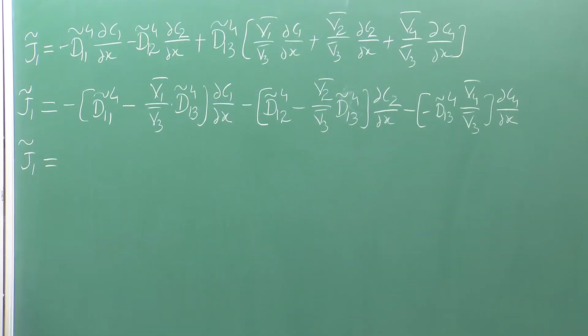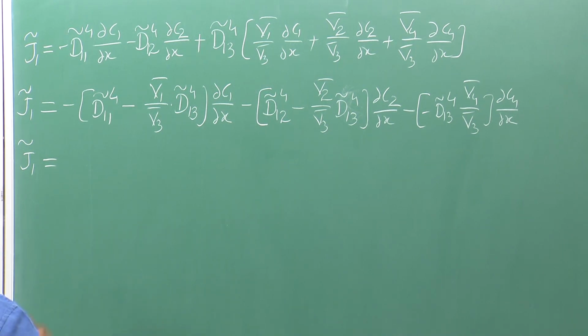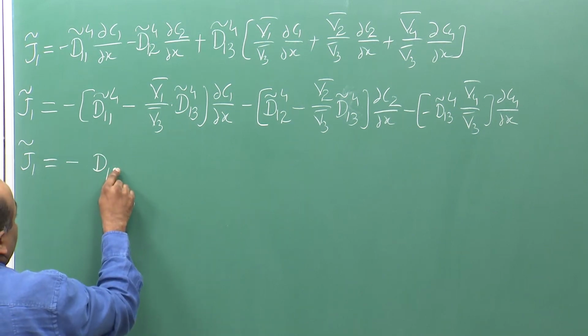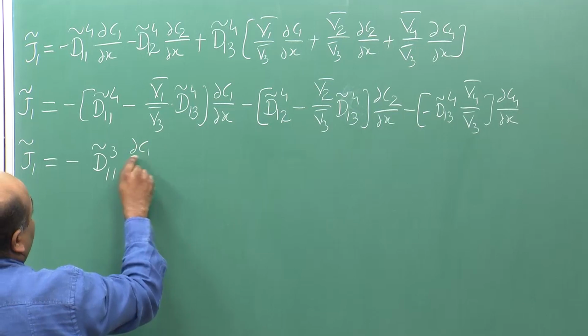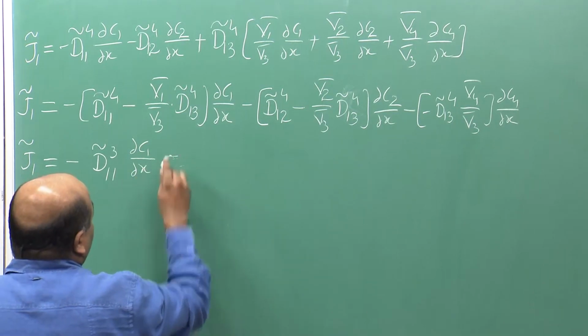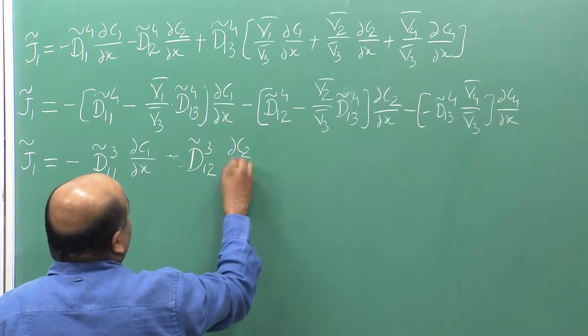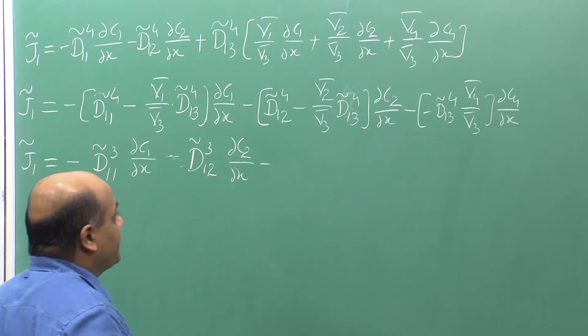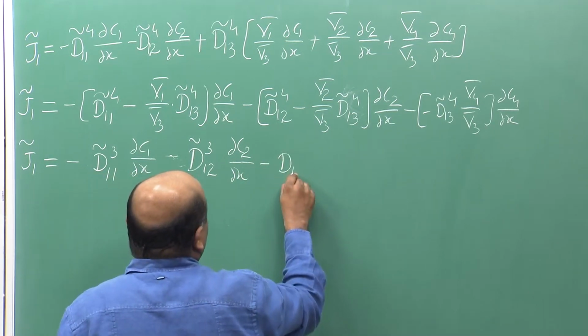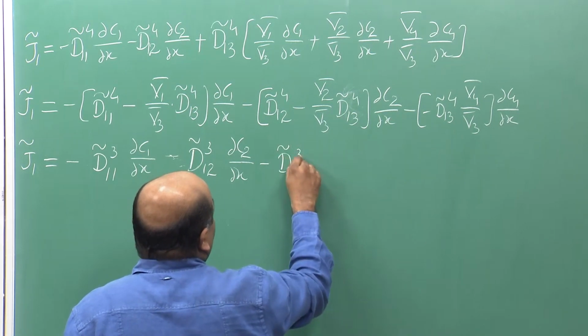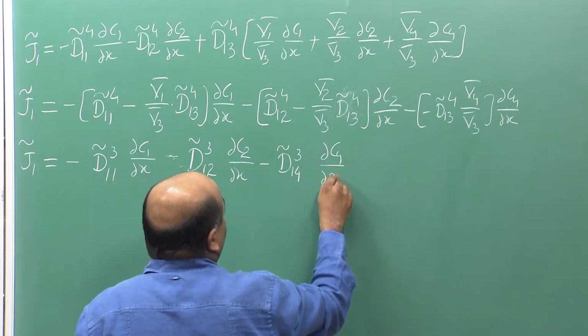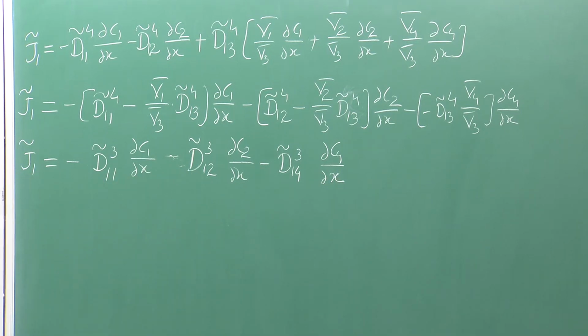If you want to express J1 tilde using component 3 as dependent, then it will be minus D11 tilde 3 dou C1 by dou x minus D12 tilde 3 dou C2 by dou x minus D14 tilde 3 dou C4 by dou x. So, if we compare these two, we get the required conversion for coefficients of 1.